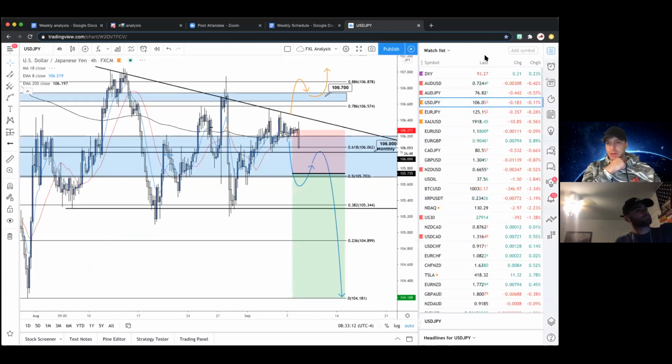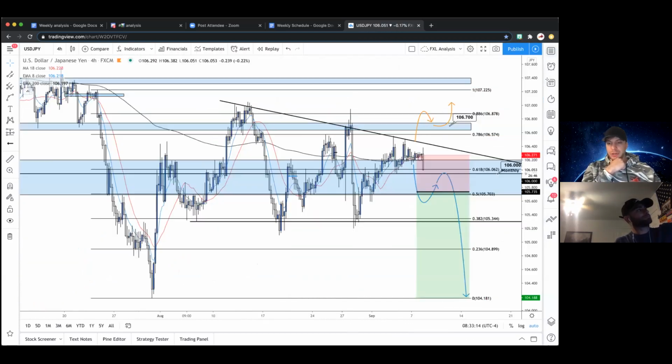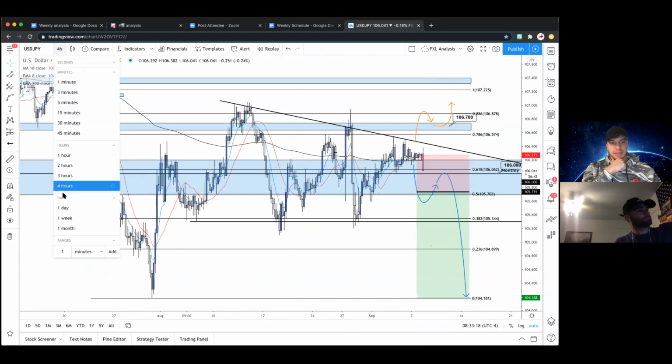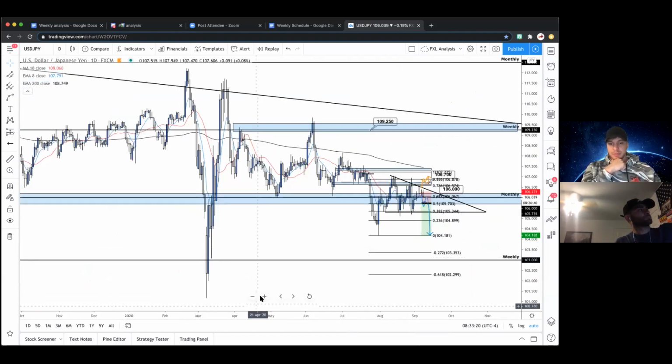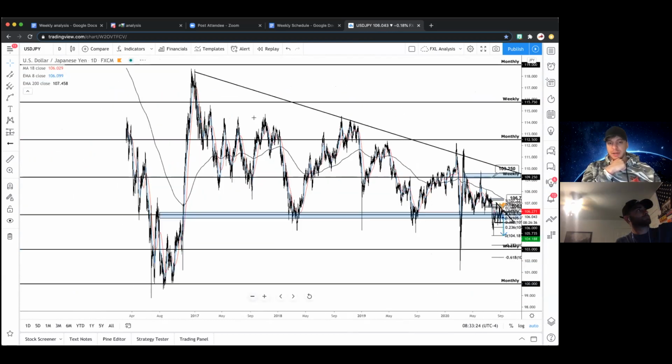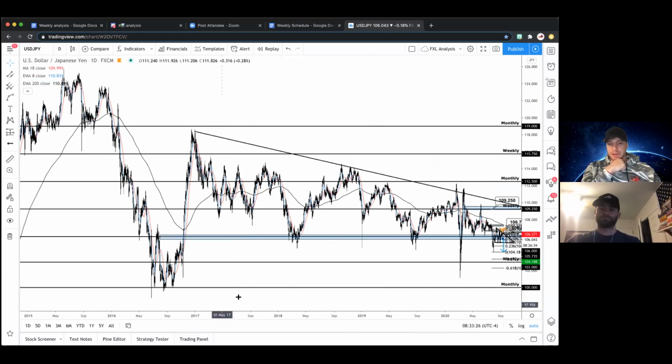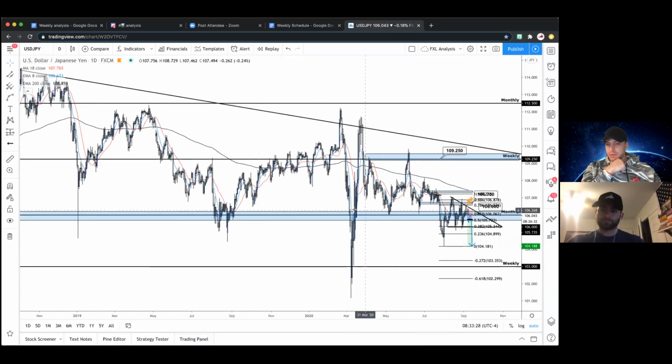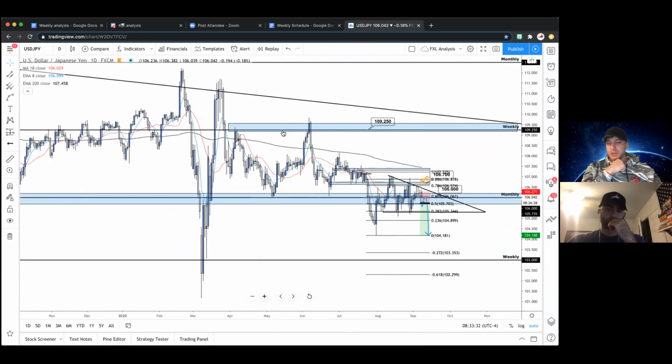Move on to UJ. This one's actually looking pretty good. This one's looking pretty damn good. All right, daily time frame first. Very, very bearish, guys. Giant descending triangle, as you can see. Lots of lower highs. And then our low key support, 106 flat. And we're just looking to continue with this trend.